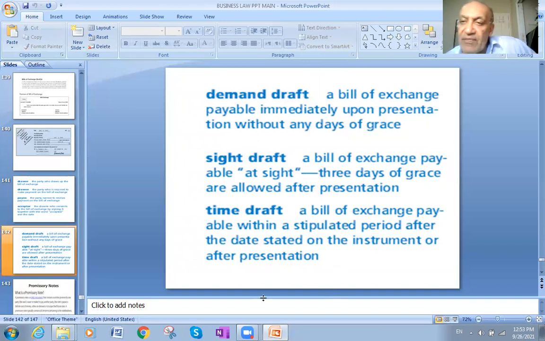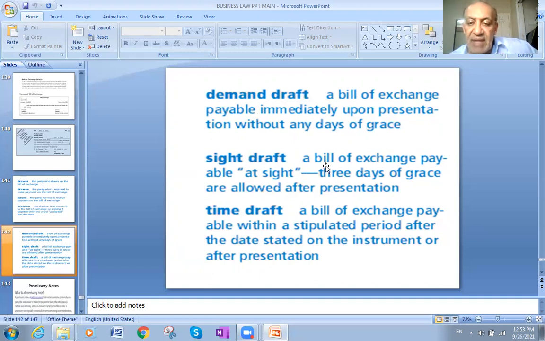So we have kinds of bill of exchange. As an example, the demand draft: a bill of exchange payable immediately upon presentation without any days of grace. So if you present it, you will cash it directly. It's called a demand draft.